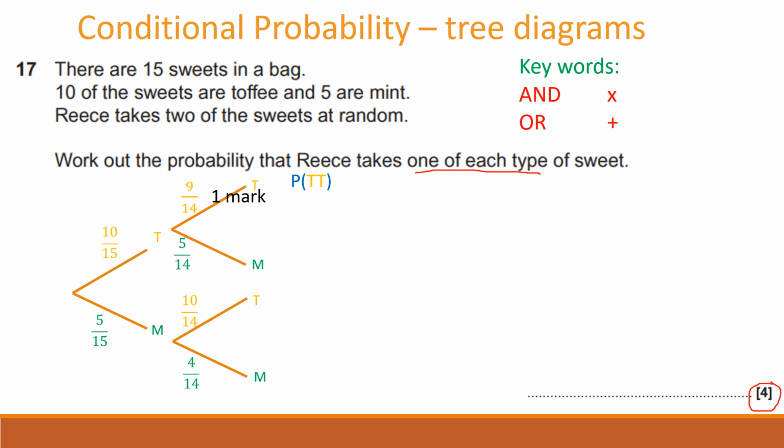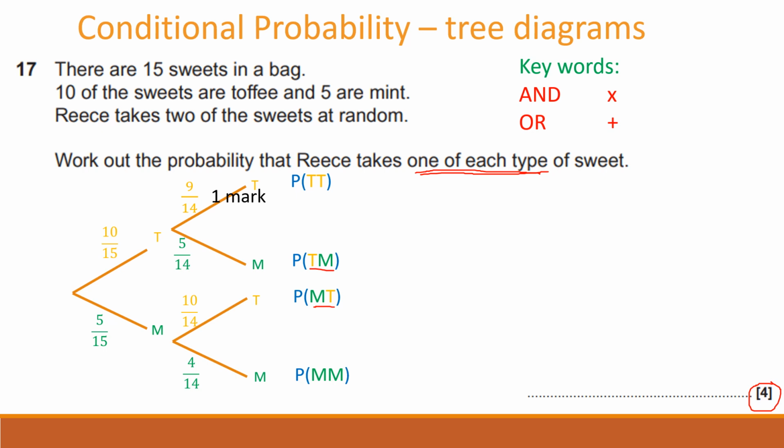So I could have a toffee and a toffee. Now the P with the brackets means the probability. So I could work out the probability of getting a toffee and a toffee. I could work out the probability of getting a toffee and a mint. I could work out the probability of getting a mint then a toffee. Or I could work out the probability of getting a mint and a mint. Now I want to work out the probability of one of each type. So I want different ones. So I want a toffee and a mint, or I want a mint and a toffee.